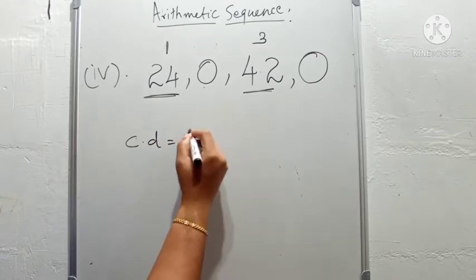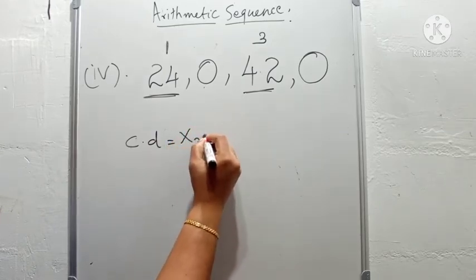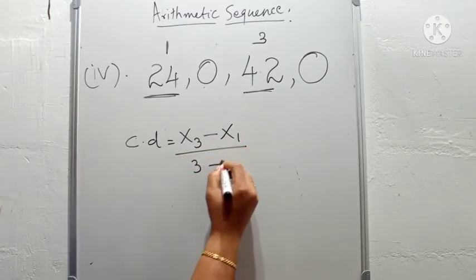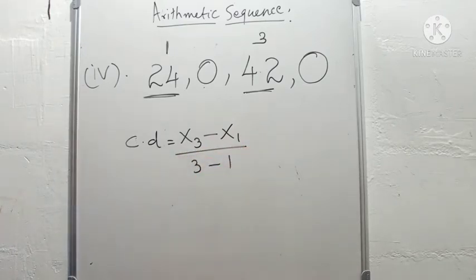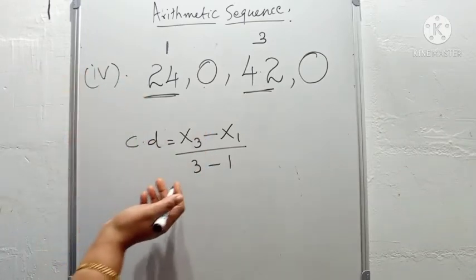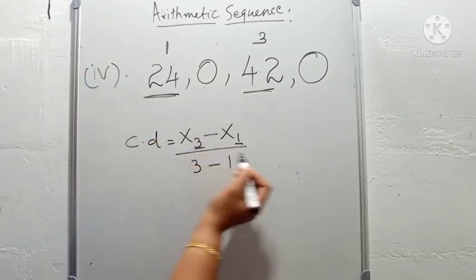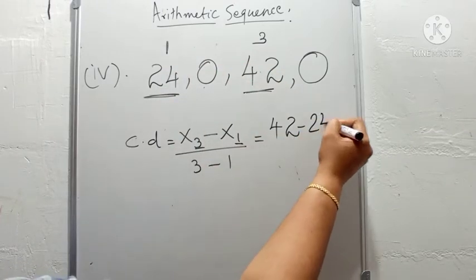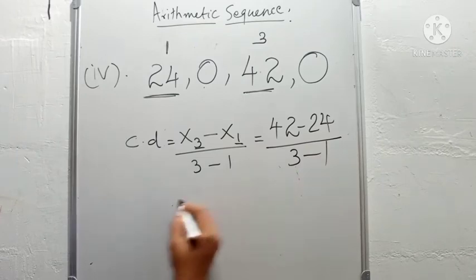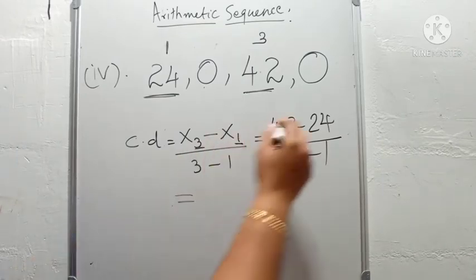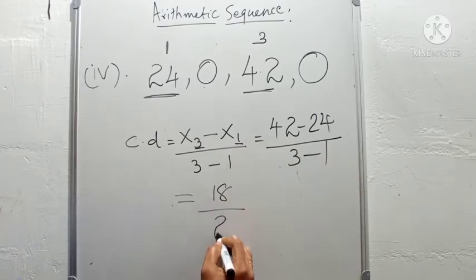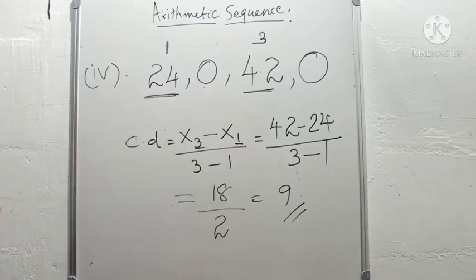CD is equal to the third term minus the first term divided by 3 minus 1. Third term minus first term divided by their positions. Positions are 3 and 1. That is 42 minus 24 divided by 3 minus 1. Then what is 42 minus 24? That is 18. 3 minus 1 is equal to 2. 18 by 2 is equal to 9. So here the common difference is 9.